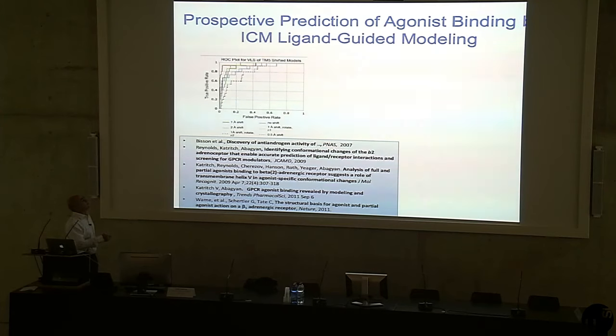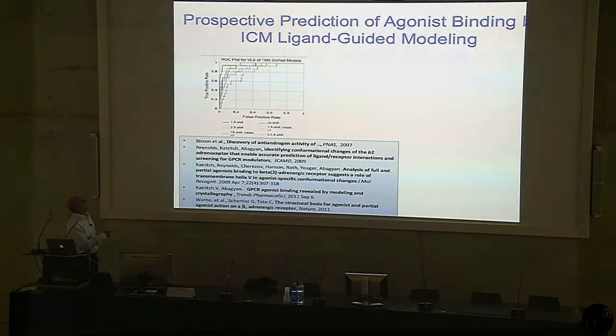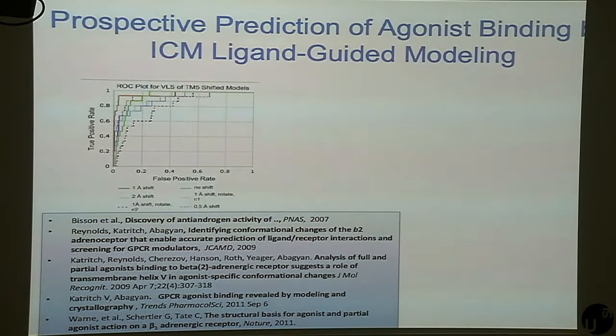And so what you do is you take these different ligands, which you know bind there, and you start changing your model, and watching the discrimination between actives and non-actives. This is called a ROC curve, receiver operator characteristics. I don't know, how many of you know ROC and AUC?